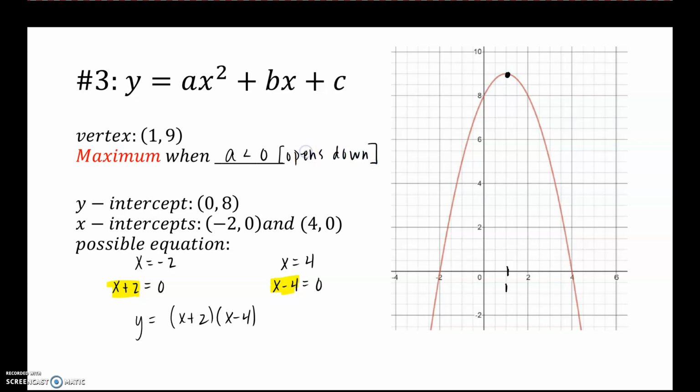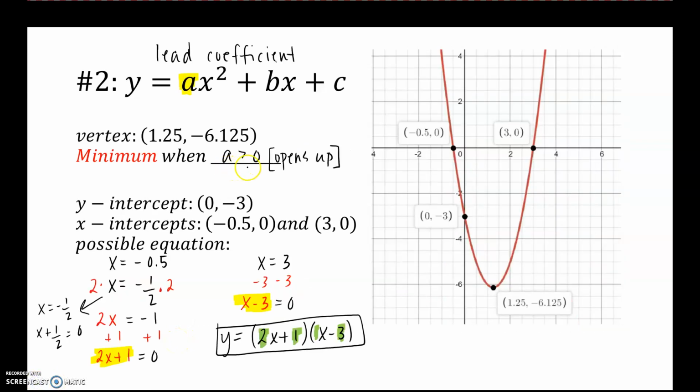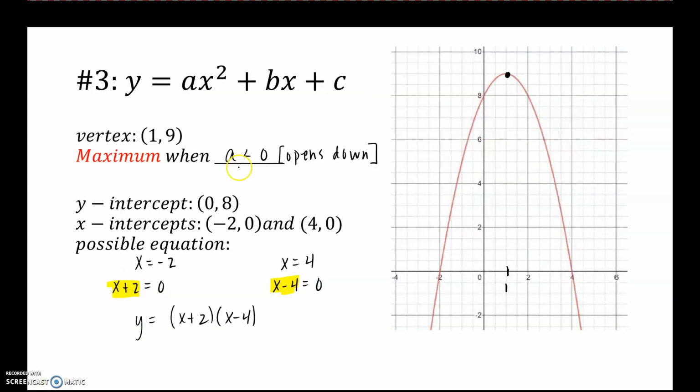Okay. Well, so let's go back. If a is positive, if your lead coefficient is positive, your parabola opens up. Your vertex is the smallest point on the graph. It's a minimum. When a is less than 0, when your lead coefficient is a negative number, your parabola opens down and your vertex is the highest point on the graph.